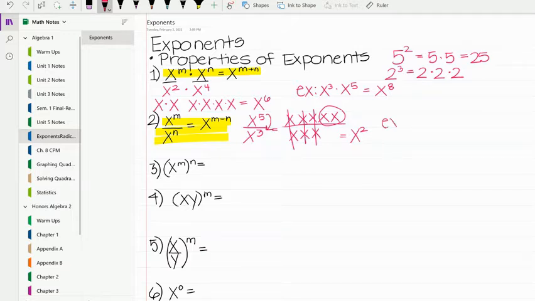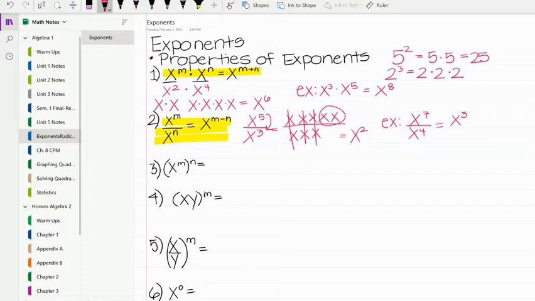Let's look at another example. If I have x to the 7th over x to the 4th, I know that that's 7 x's over 4 x's, but I'm just going to subtract them. So 7 minus 4 is 3.